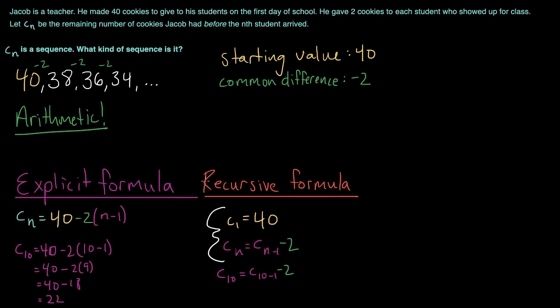Okay, so we have the explicit formula, the recursive formula, and the kind of sequence written out. It's an arithmetic sequence, and then we went above and beyond. We wrote out the explicit formula for the sequence, which is here, and then we wrote out the recursive formula for the sequence, which is here.